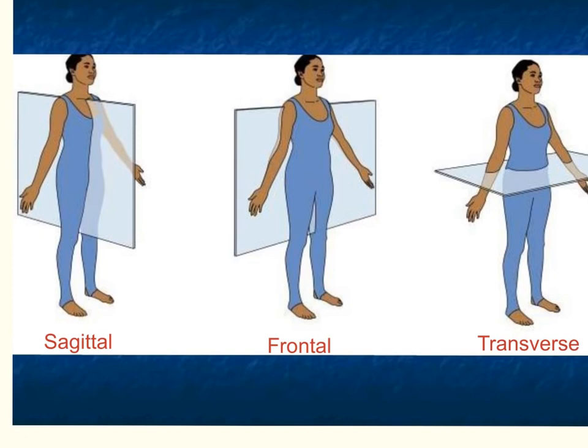So here we have our sagittal. Notice that we have the plane cutting right down the body, and it's dividing the body into right and left sides. If it's an equal right and left, we call this a mid-sagittal cut. Here we have a frontal cut. You'll notice that it's cutting down the body and it's cutting it into a front and a back, or an anterior and a posterior. Here's our transverse. You'll notice it's cutting through the body. It's separating it into a superior and an inferior section.